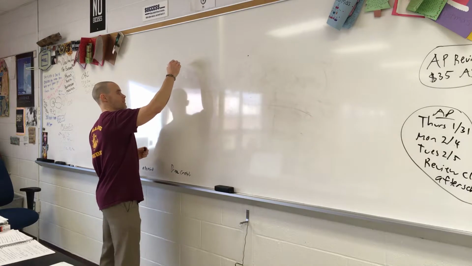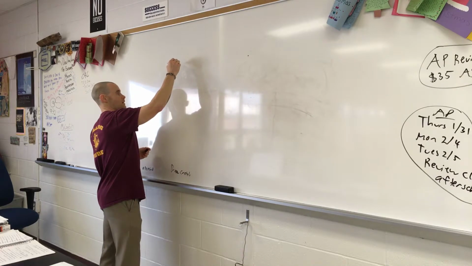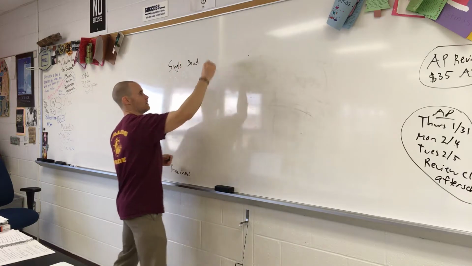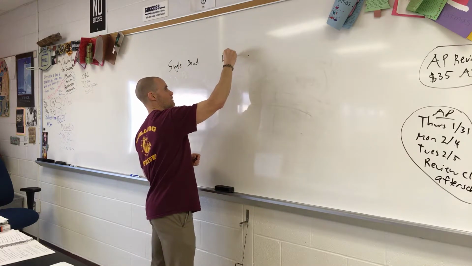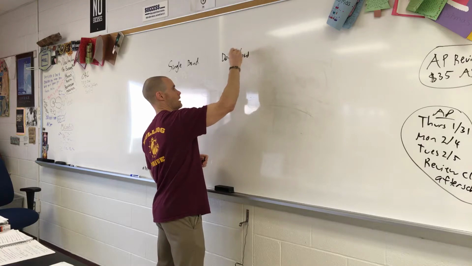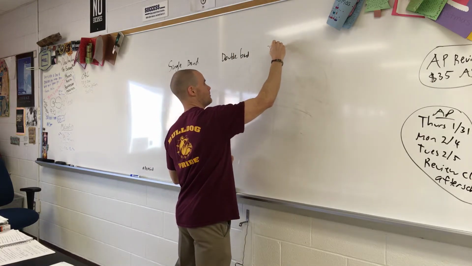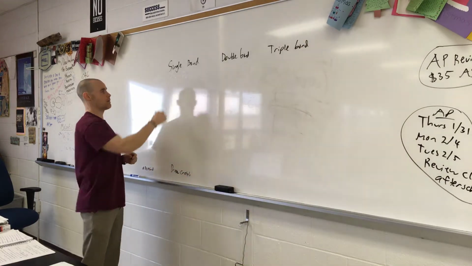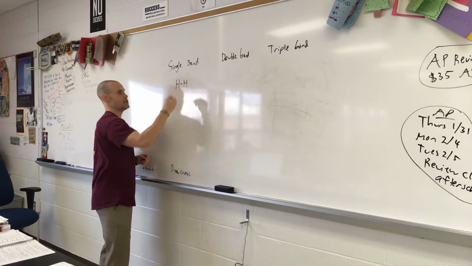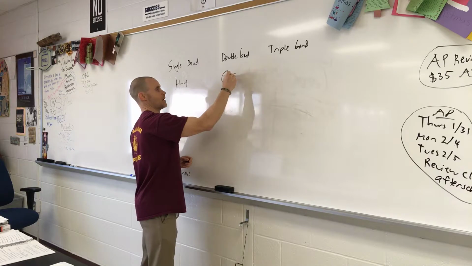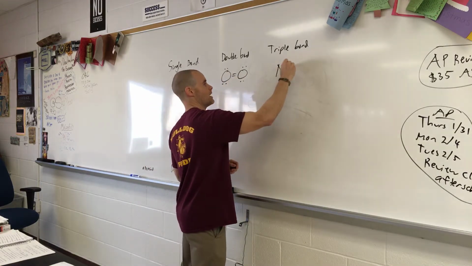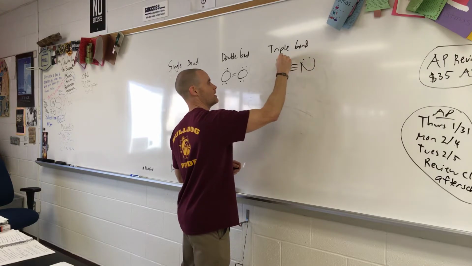Last thing here. Single bond, double bond, and a triple bond. Let's just get one example of each, then we'll stop there. Alright, single bond would be something like H bonded to an H. A double bond would be something like O bonded to an O. And triple bond would be nitrogen triple bonded to a nitrogen.